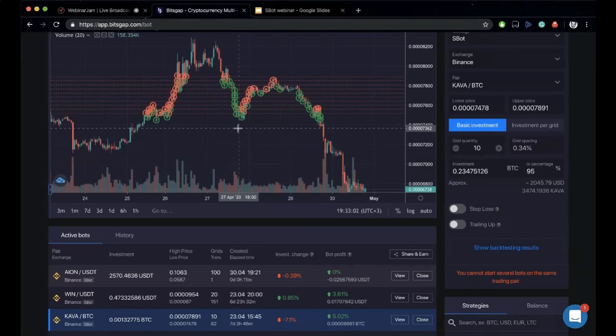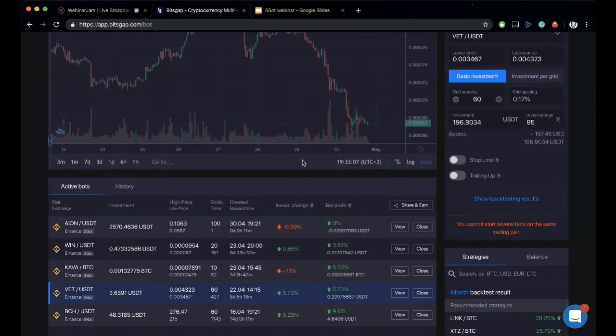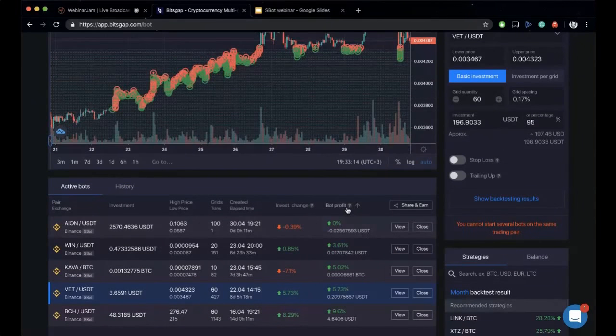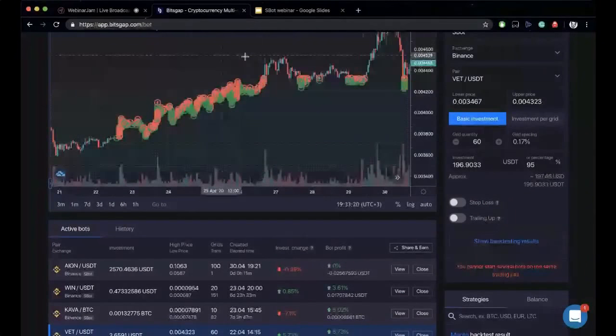And in this case, when the value of the base currency is depreciating, your bot profit is used to minimize your loss, because when the market is falling, that's the negative effect.